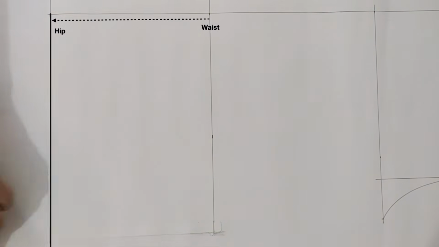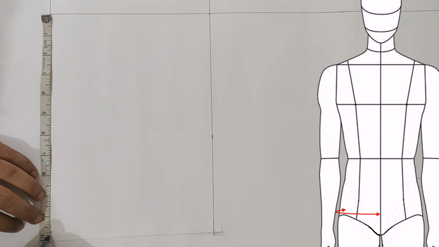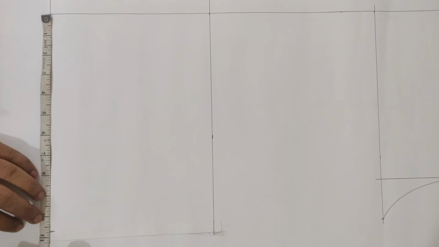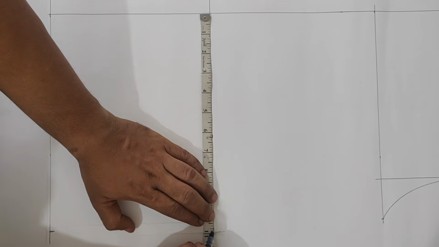Then place 1/4 of the hip measurement on the hip line. So here the hip measurement is 41 inch. I'll add 2 inch as ease, so it will be 43 inches. So 1/4 of 43 inch is 10.75 inch. Place the same from the center back position on the hip line and mark the side seam position, and place the same measurement on the waist line. Then join both the waist side seam and hip side seam positions.